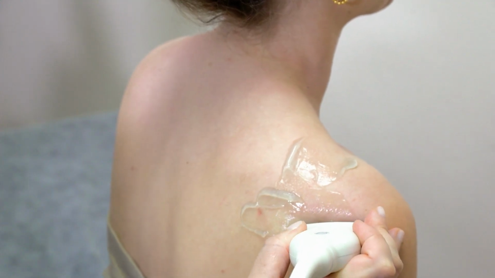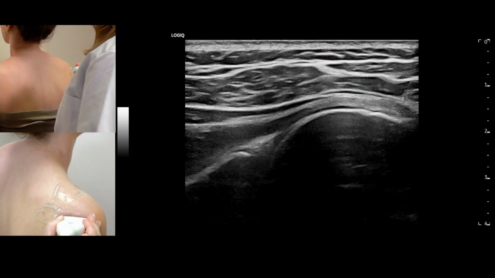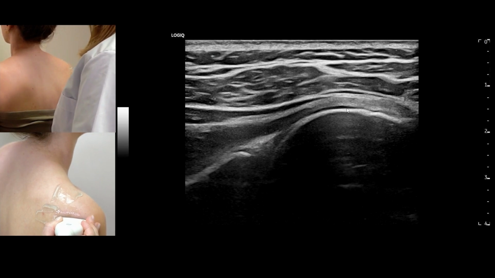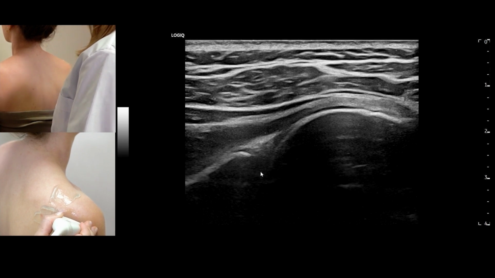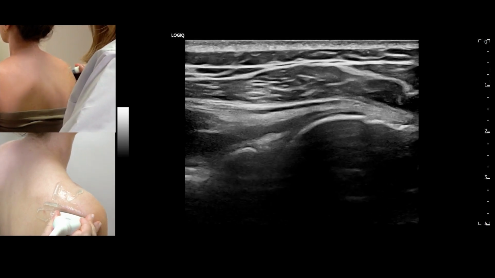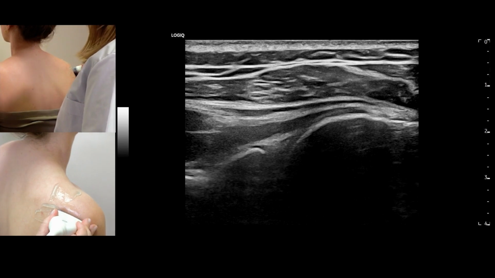Now we are going to use the infraspinatus tendon as a landmark. Here we can see the infraspinatus tendon, and below the tendon we can find the posterior glenohumeral joint recess. Here we can look for fluid in the joint space, and we can also appreciate the triangularly shaped posterior glenoid labrum here.